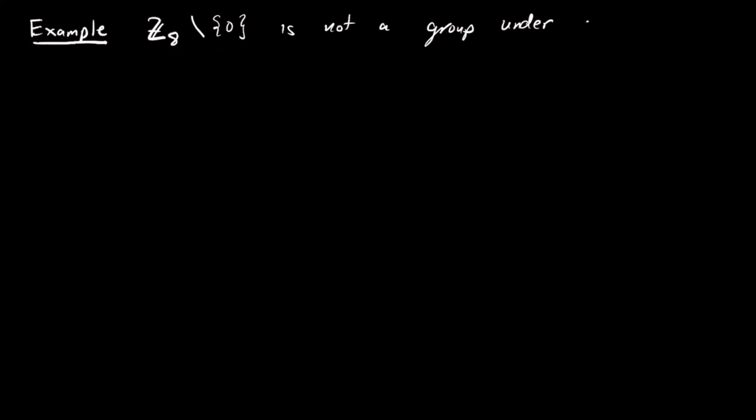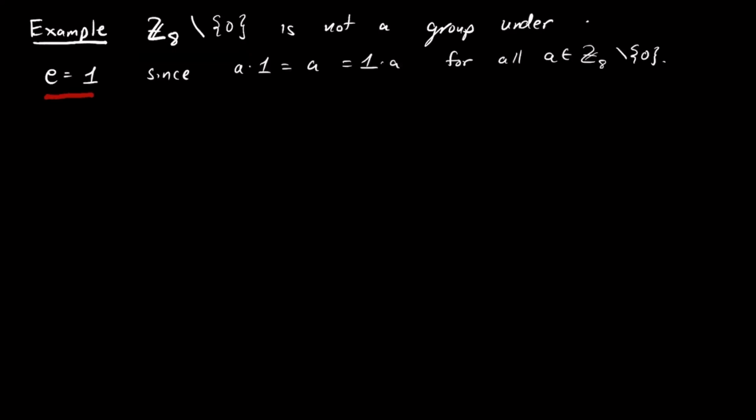What ends up happening? Well, we'll see that we run into some problems pretty quickly. So the first thing we'll note is that the identity element, if this is going to be a group, has to be 1. If I'm using multiplication, I know that A times 1 is equal to A, and A is equal to 1 times A for all elements A in this set.